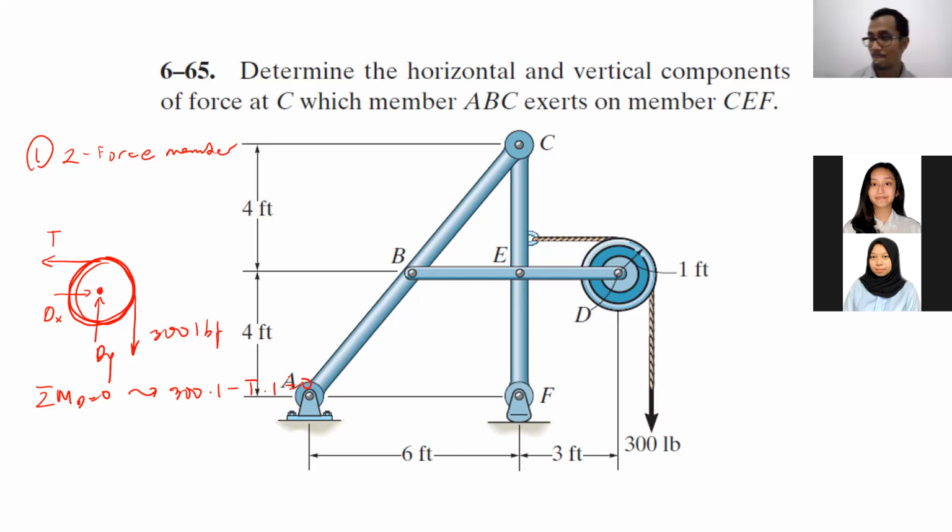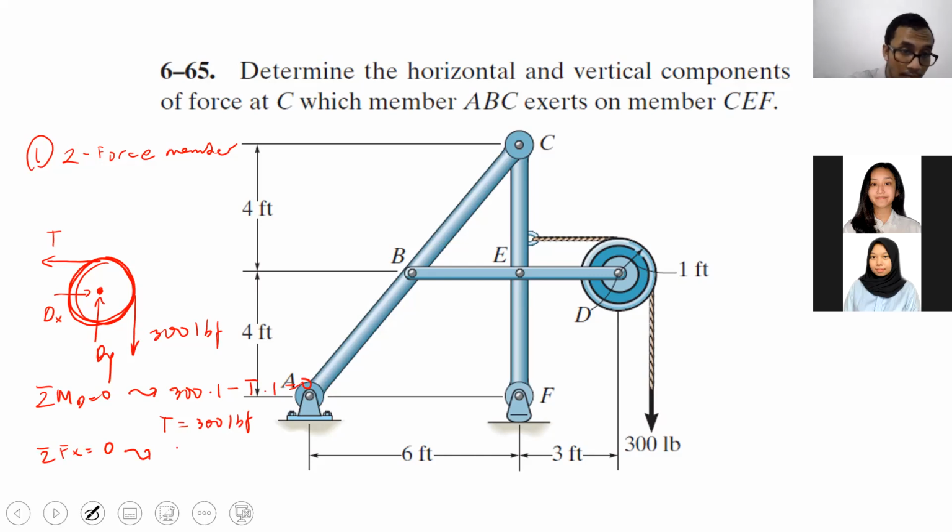Hello, Audrey? Yes, sir. So what is the value of T? It's supposed to be 300, okay? Now, using sigma Fx equal to zero, what do you have there, Audrey? Tension and Dx. Okay, so T minus Dx equal to zero. T is already known, 300 lbf minus Dx is. So Dx will be 300 lbf.